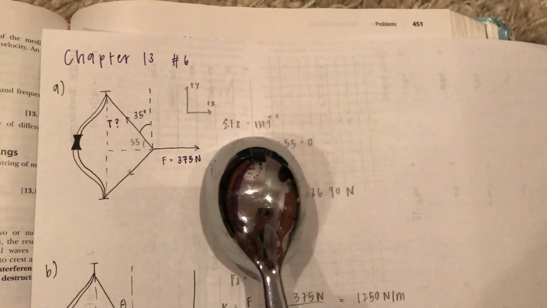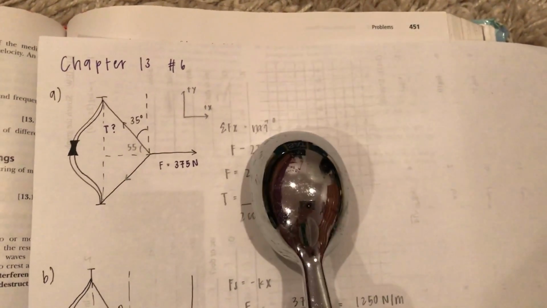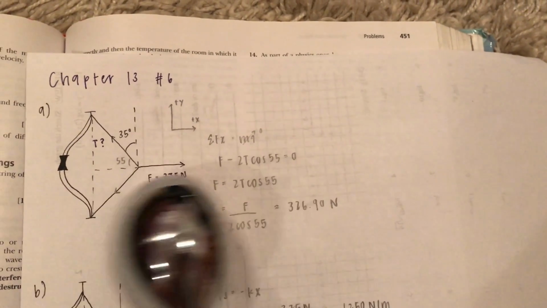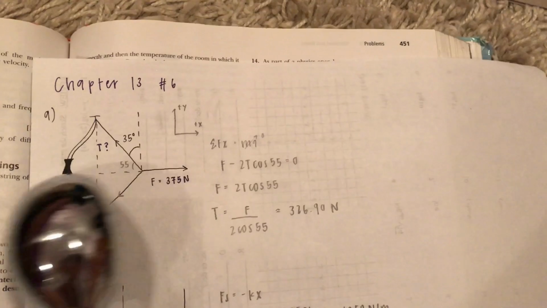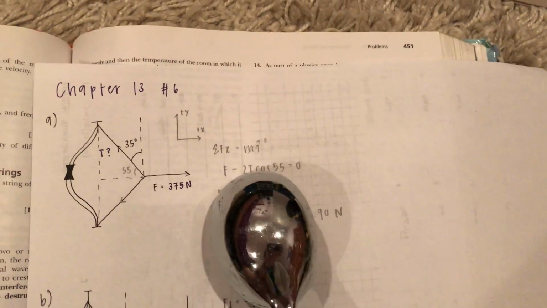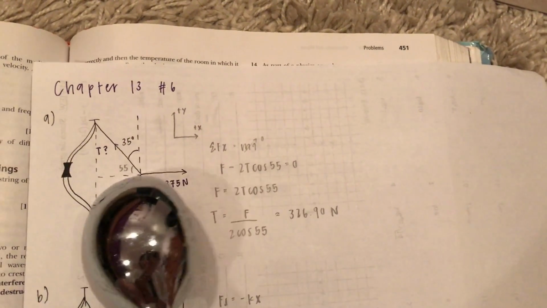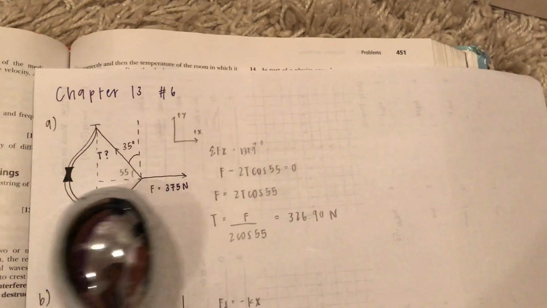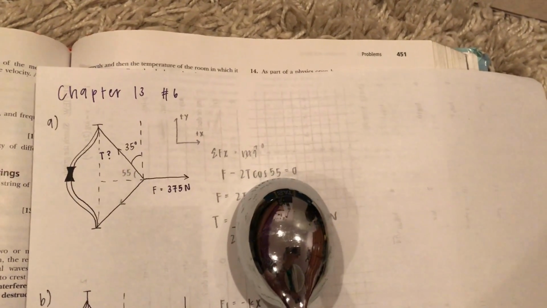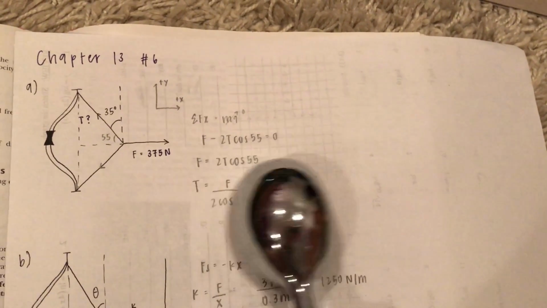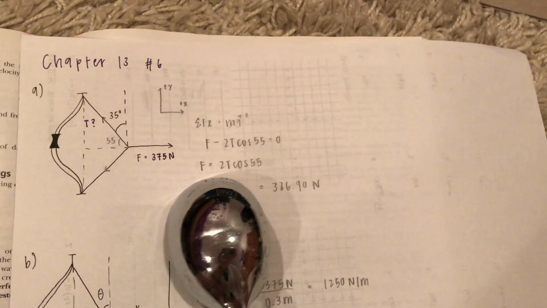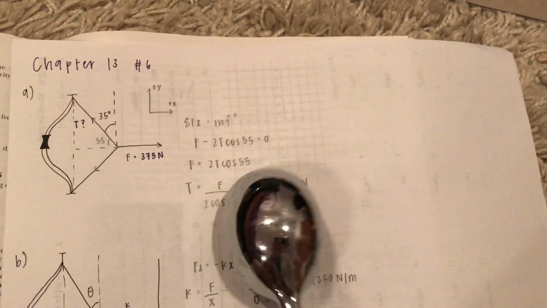So solving for T, we can use our sum of forces. We know F is equal to ma, but we can set that equal to 0. Since this is my positive x direction, this is my negative x direction, so it would be F minus 2T cosine 55. Because right here is cosine, we use cosine, and we set that equal to 0. With more algebra, you can bring this over to this side and make it F equals 2T cosine 55.